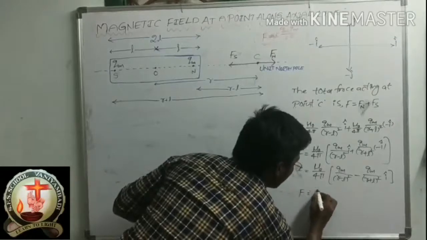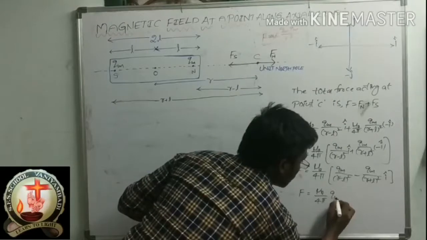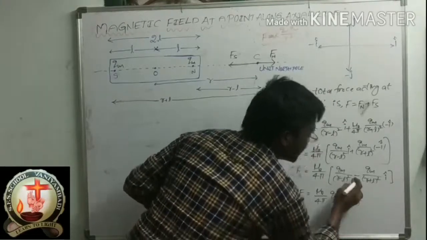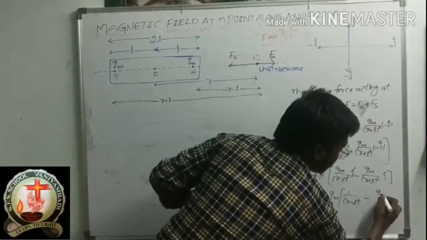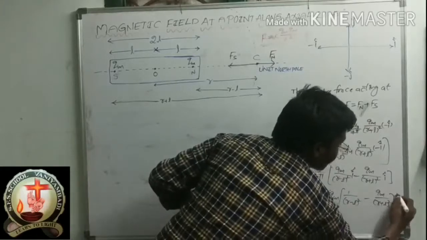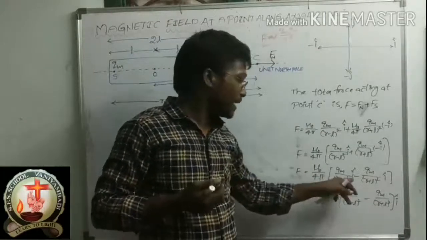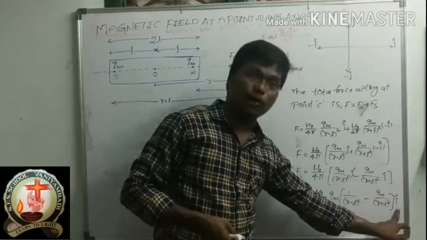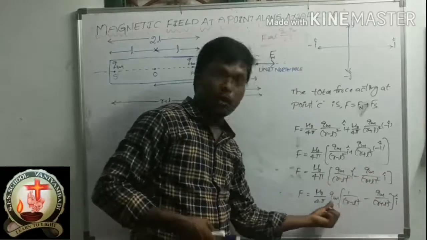F is equal to mu naught by 4 pi into Qm [1 by (R minus L) whole square] I cap, minus Qm by (R plus L) whole square into I cap. So here, I took Qm out, and I cap also I took out. Here I cap is there, here I cap is there, I take it common and write outside. Here also Qm is there, I took it out and wrote outside.